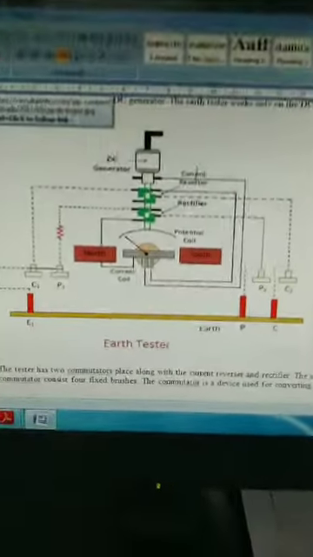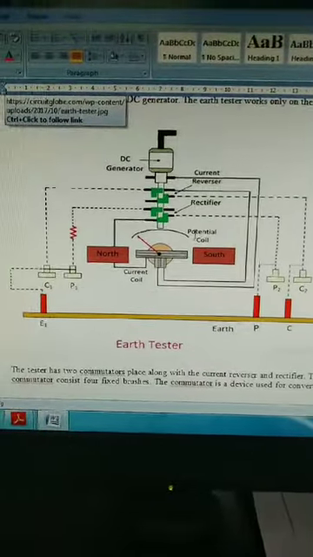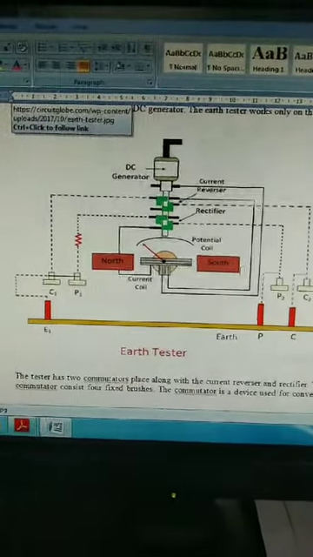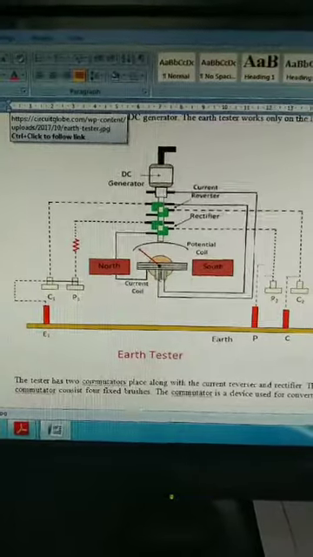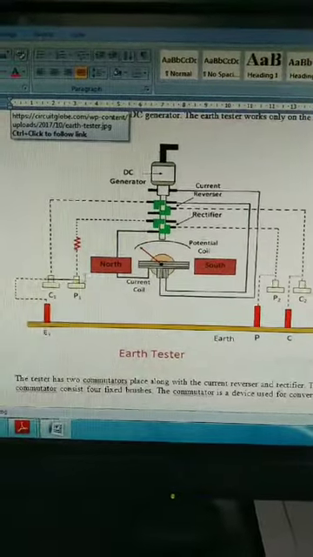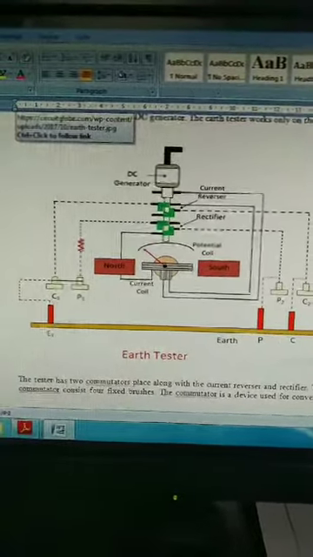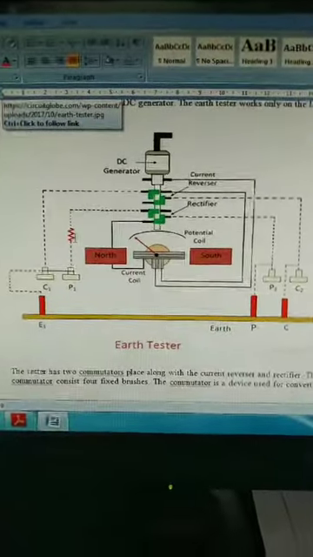So the DC generator is present, the current receiver, then the rectifier. This is a potential coil, with the magnet north and south. This is a current coil, so voltage coils are there, current coils are there. And this is nothing but the resistance that you have to measure. So this is the earth tester.